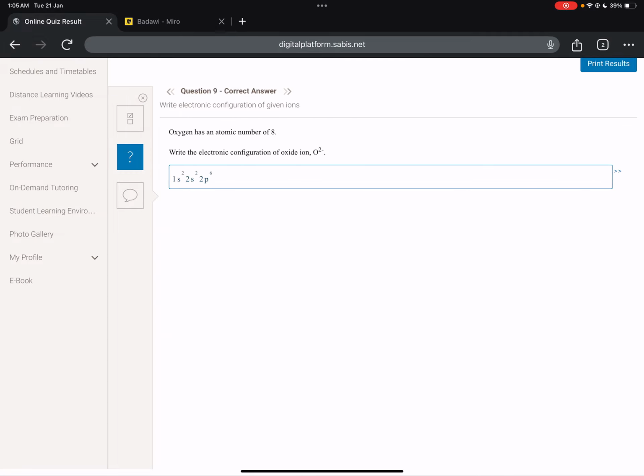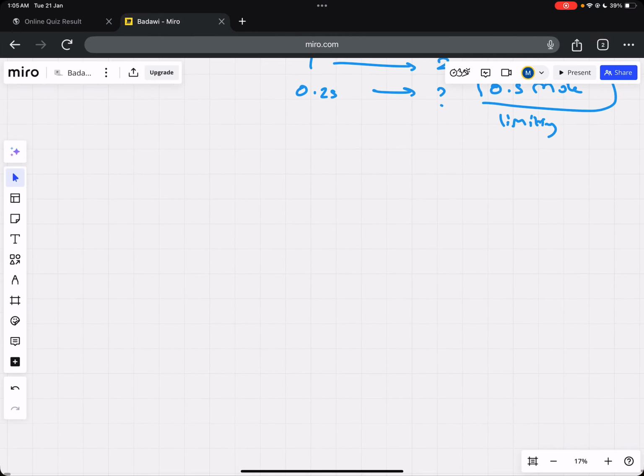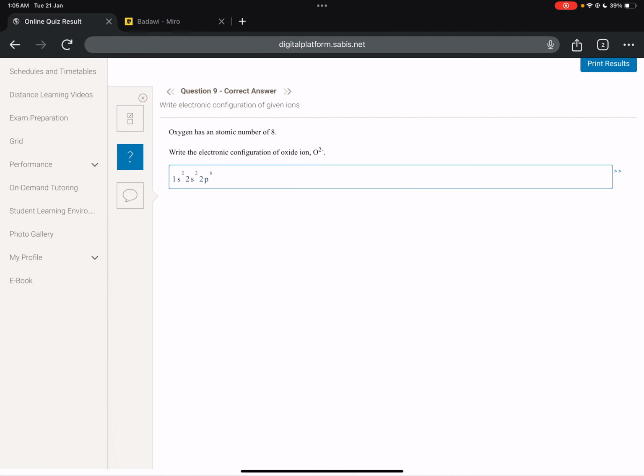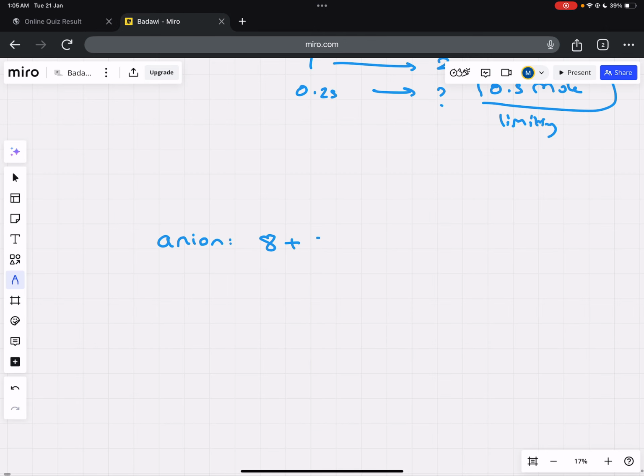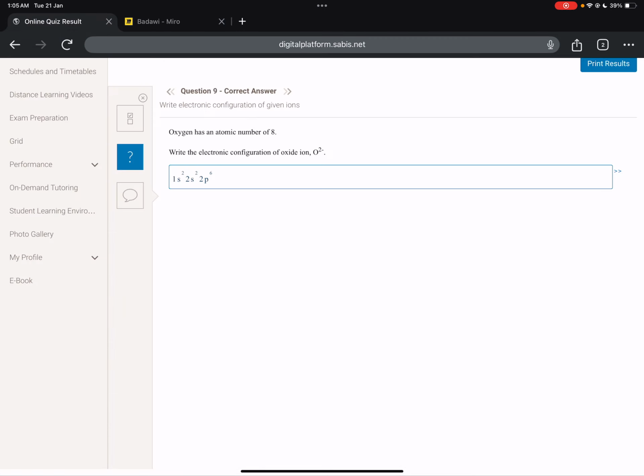Okay, so since we have oxide ion, which is O2 minus, whenever you have an anion, you just add the number to its total. So oxygen has an atomic number of 8. Since it's 2 minus, instead of 8, I'm going to put 8 plus 2. So it will be 10. Again, if I follow, it will be 1s2, 2s2, which is 4 now, then 2p6.